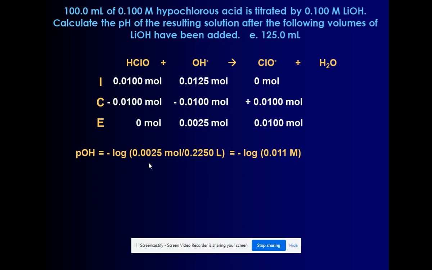When I find the pOH of that concentration, I get that it's 1.96. Again, very basic because strong base is determining the pH at this point. And when I find the pH of that, 14 minus the 1.96, I get that it's 12.04. So this is the end of the second video with titrations.